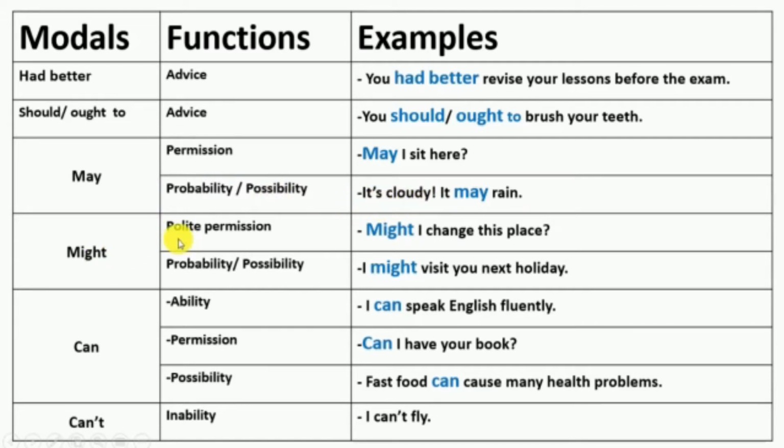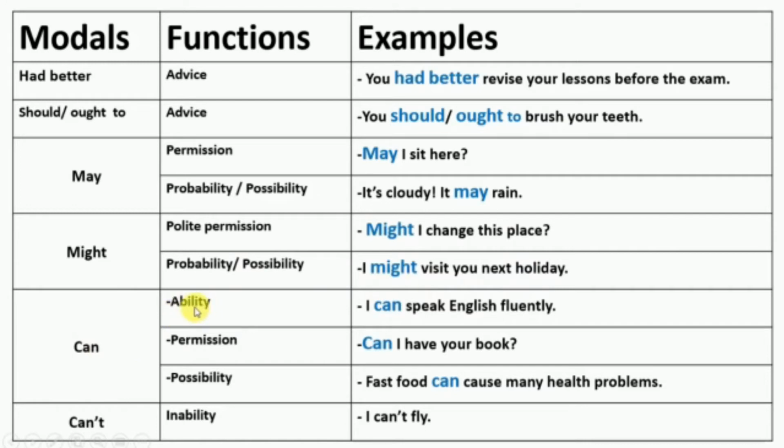Might expresses polite permission. يعني طلب الإذن بصيغة محترمة جدا. Example: might I change this place? And it also expresses probability or possibility. I might visit you next holiday. Okay, I might. ممكن. احتمال أنني نزورك.